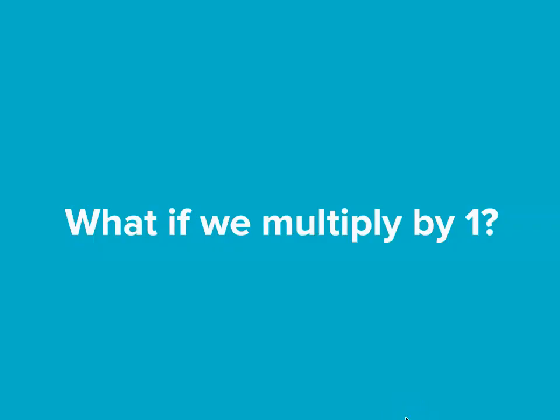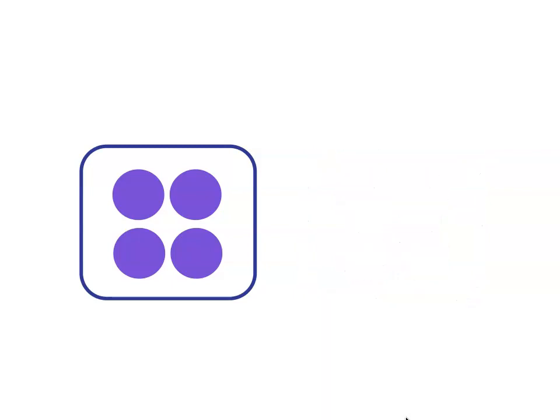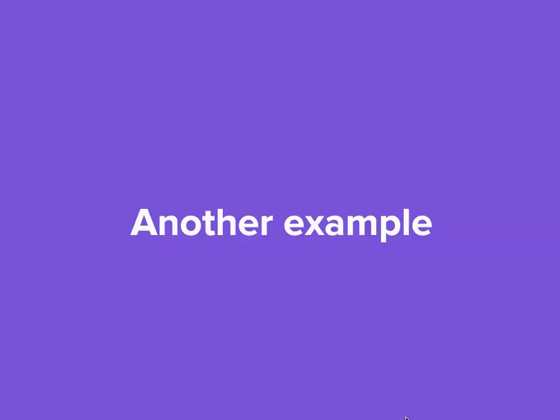So what happens if we multiply by 1? Well, instead of 2 groups, we now only have 1 group. This picture shows one group of 4 counters. We can write this as a multiplication number sentence as 1 times 4, which equals 4. There are 4 counters. Let's look at another example.